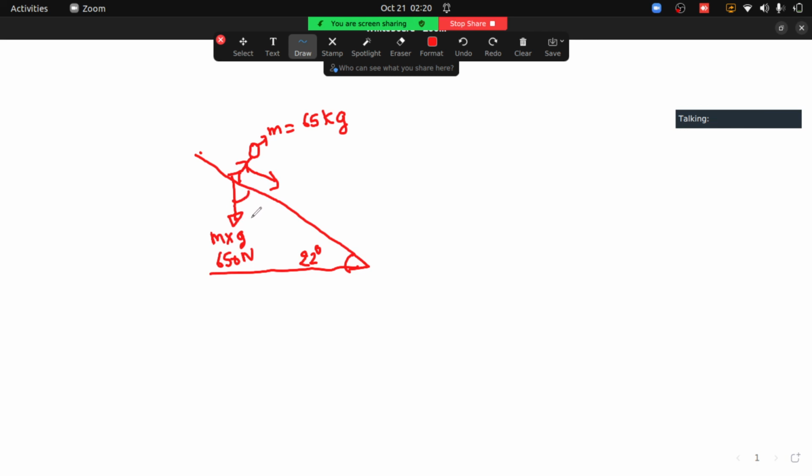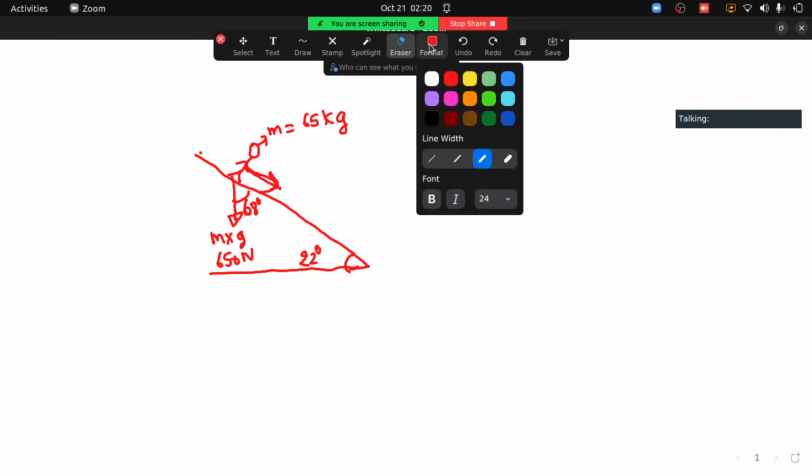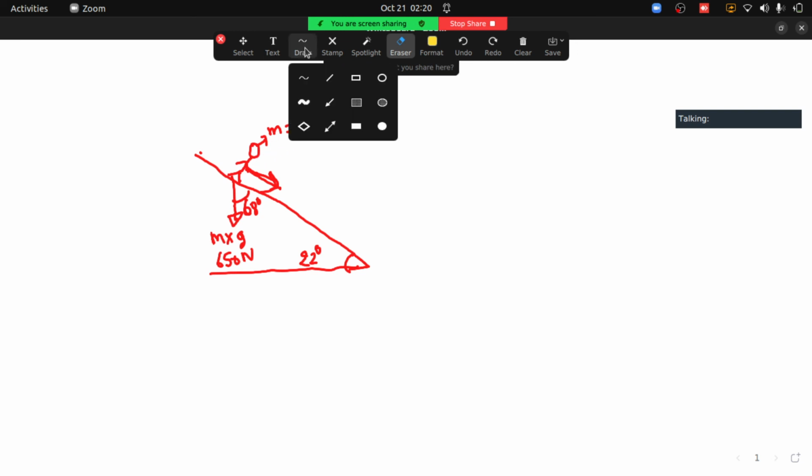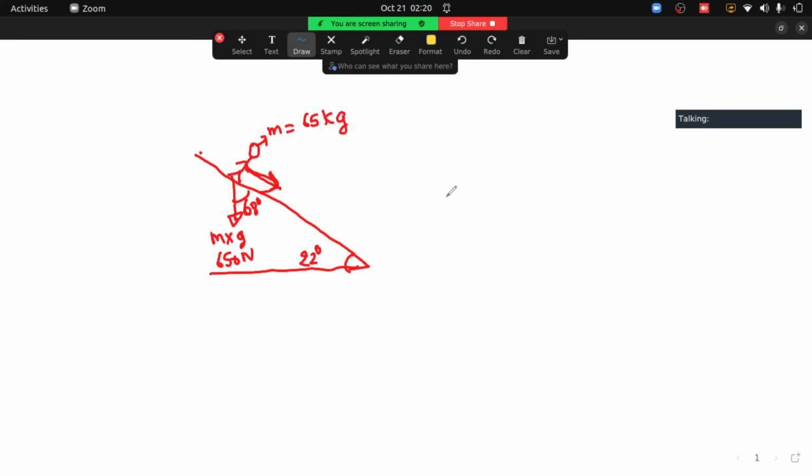This angle, is it 22 degrees? Then 68. Yeah, exactly. This is 68. And what is the force along this direction? I'm not sure. See, force mg is acting along this direction, and this angle is 68 degrees.